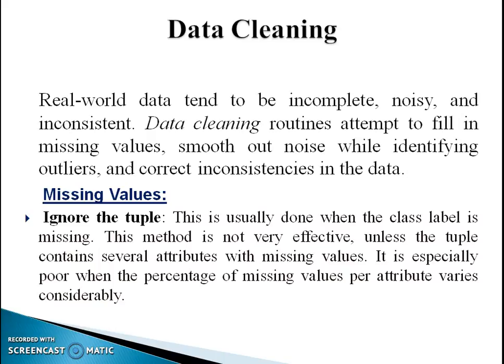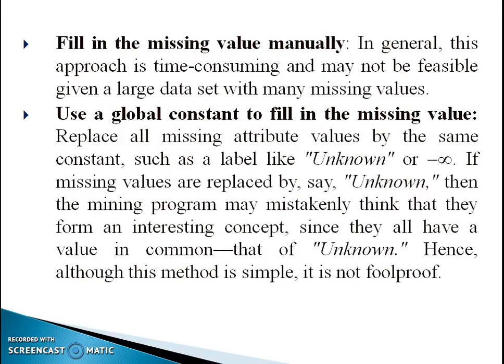We have a number of options to clean the data. The first option is to ignore the tuples. This is usually done when the class label is missing. It means if we don't have the attribute name or the class label is missing. This method is not very effective unless the tuple contains several attributes with missing values. It is especially poor when the percentage of missing values per attribute varies considerably. The second method is to fill in the missing value manually. When this is the option, we can fill the values manually where the data is incomplete.